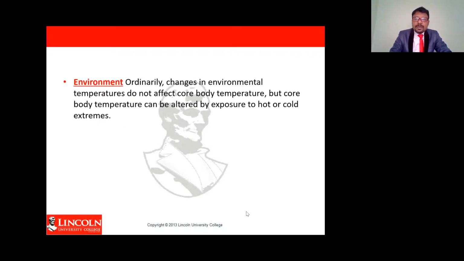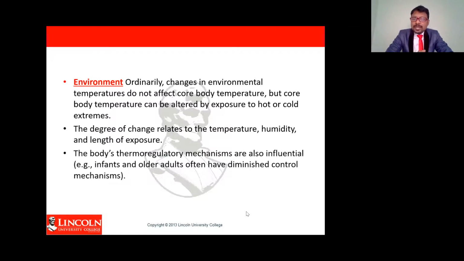And the next one is the environment. How is the environment going to alter the blood pressure and also body temperature? Ordinarily, changes in the environmental temperatures do not affect the core body temperature. Our surroundings, whether cold weather or hot weather, won't affect the core body temperature, because our brain's hypothalamus, our skin and our muscles maintain it. Our heat loss and heat gain may differ according to the weather, but the core temperature will be normal. There are no changes.